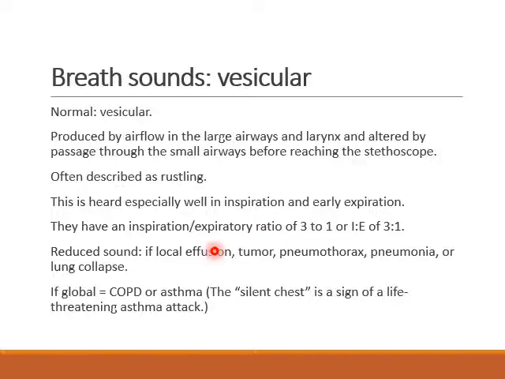It may be diminished, reduced if it is on the right side only or left side only. You have local causes like effusion, tumor, pneumothorax, pneumonia, lung collapse. If it is diffuse on both sides, you have silent chest like asthma or COPD, or the patient is obese, fatty.